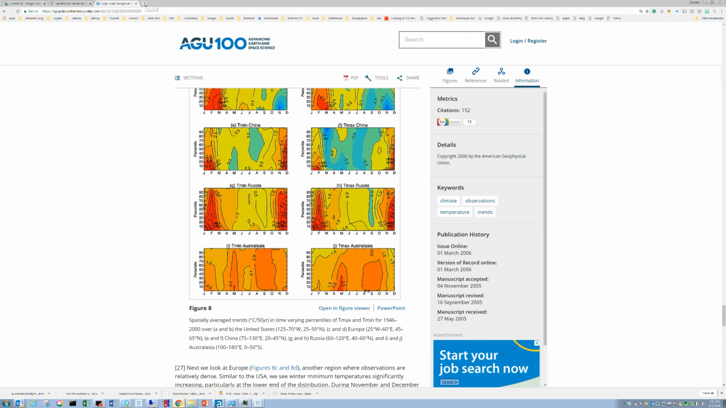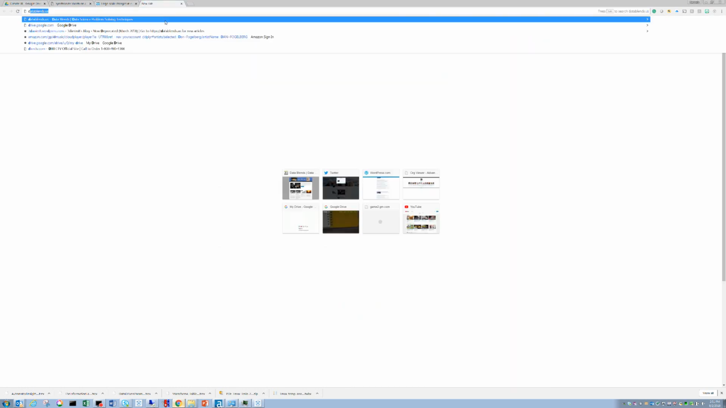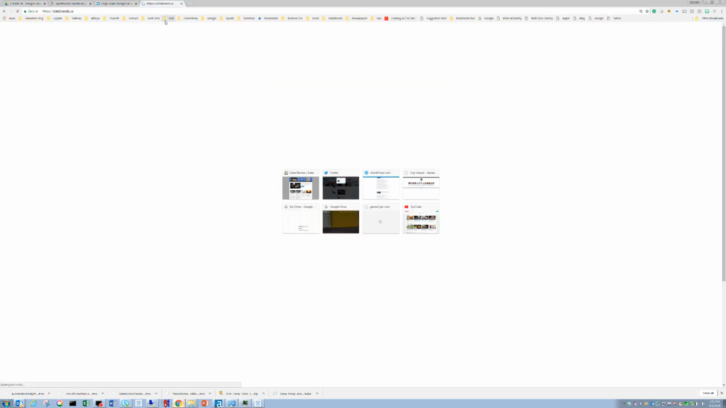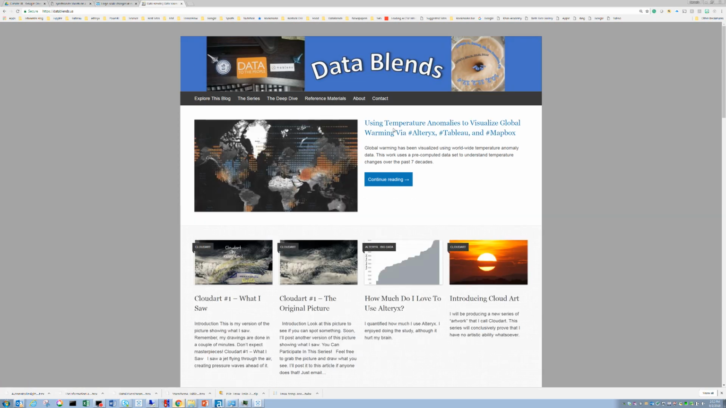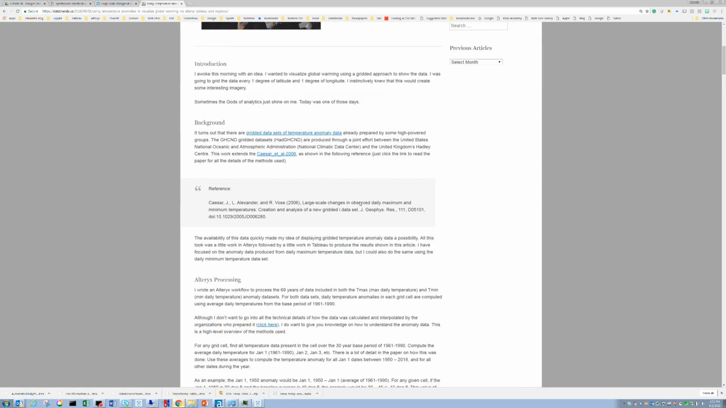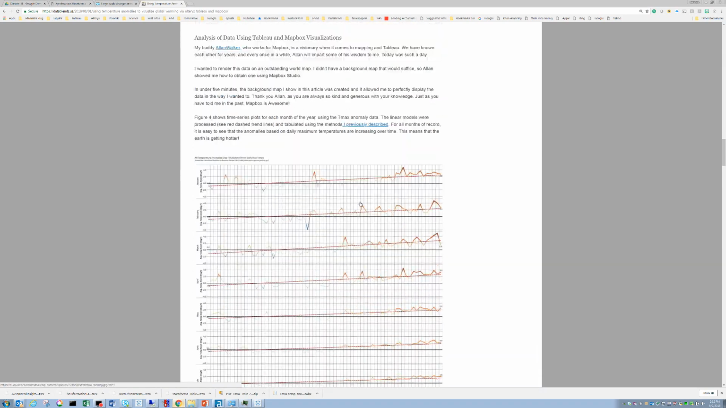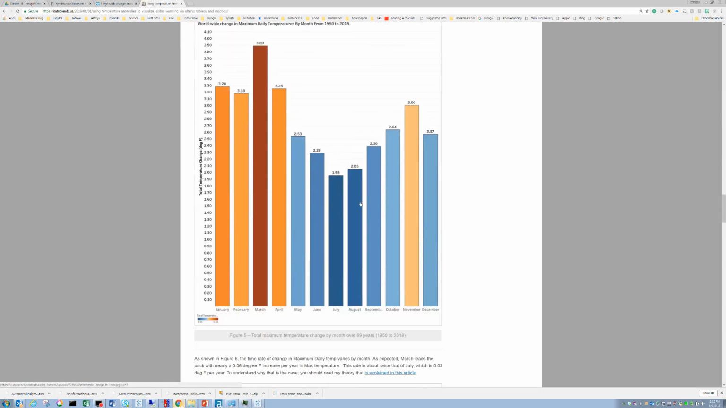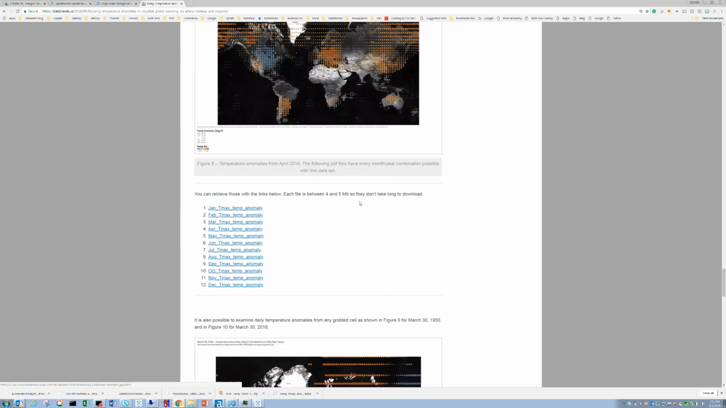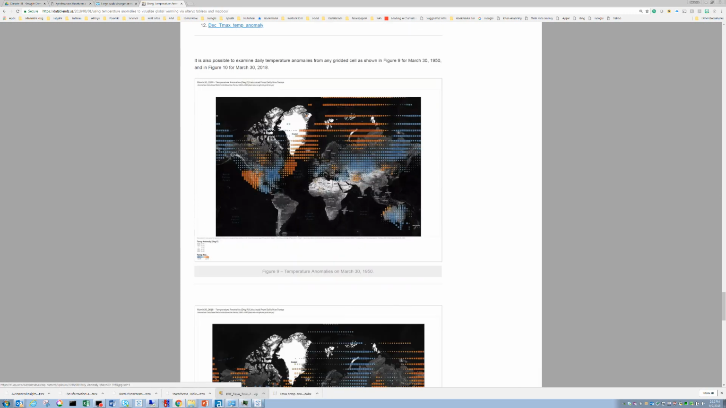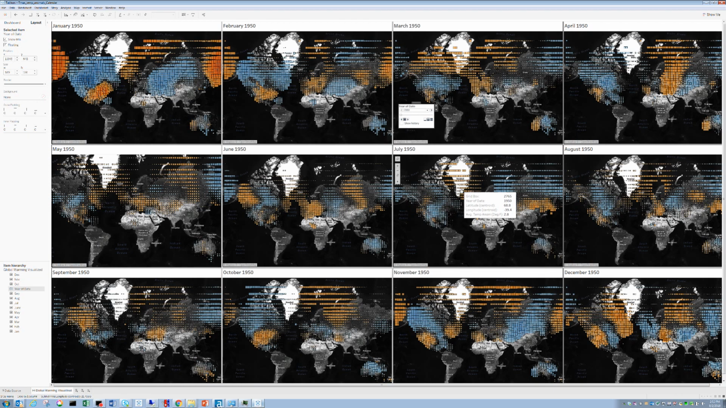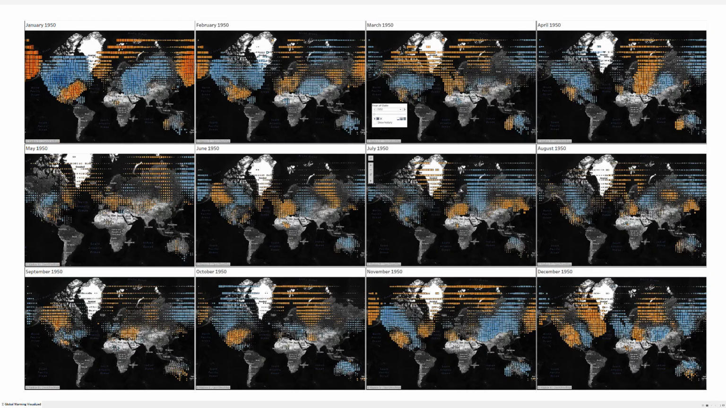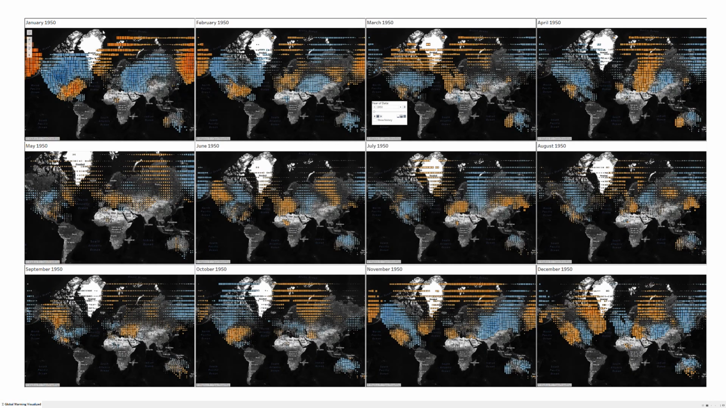If you're interested in more detail of how I did this, you can go to my blog, datablends.us, and click on temperature anomalies: using temperature anomalies to visualize global warming using Alteryx, Tableau, and Mapbox. This article gives you a detailed account of how I did this work, and there's a preview of it. But let's take a look at the actual animation of these temperature anomalies over time.